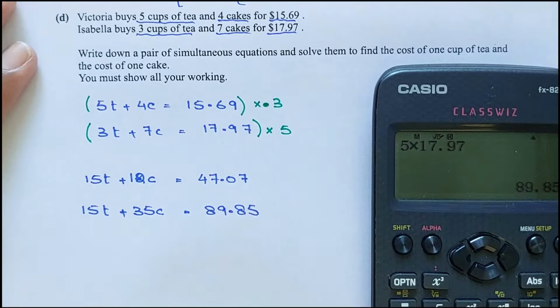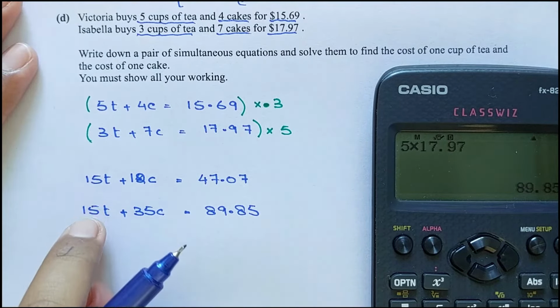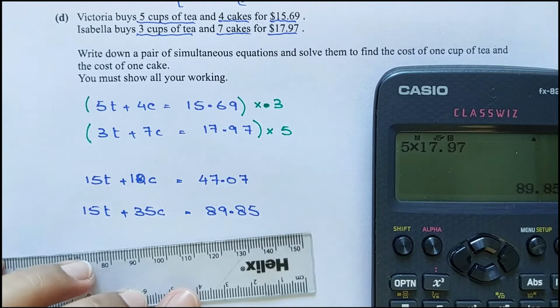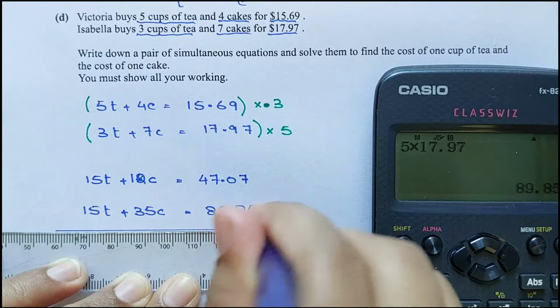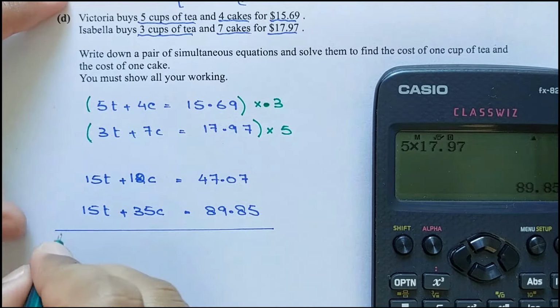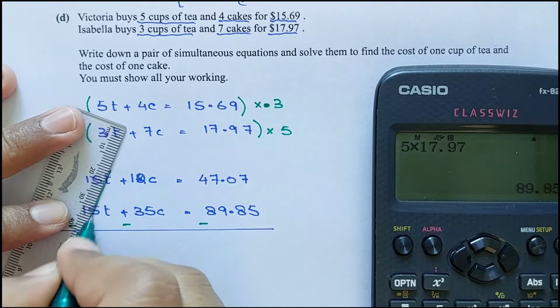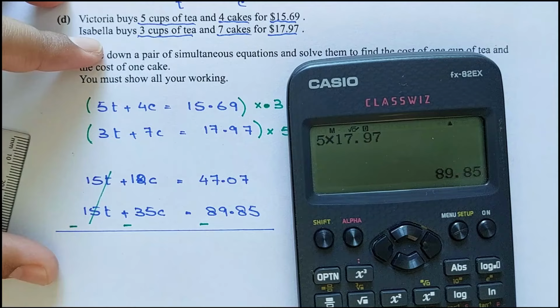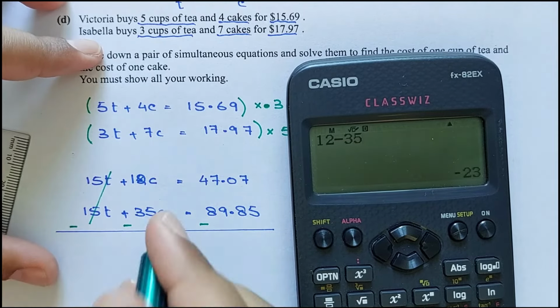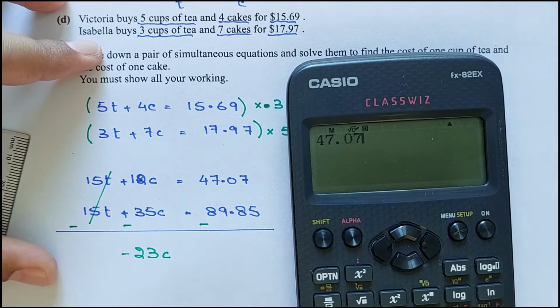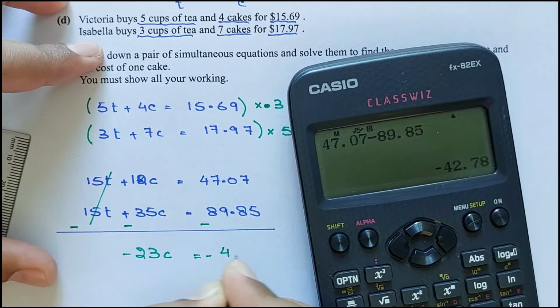Okay, now you can see we have the same coefficients for T, which is 15 and 15. So let me subtract the two equations to cancel the T and solve for C. Subtraction, we have to change the signs. 15T minus 15T cancels out. 12C minus 35C, that is minus 23C, and 47.07 minus 89.85 is minus 42.78.